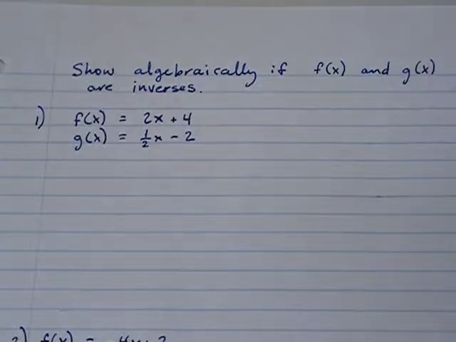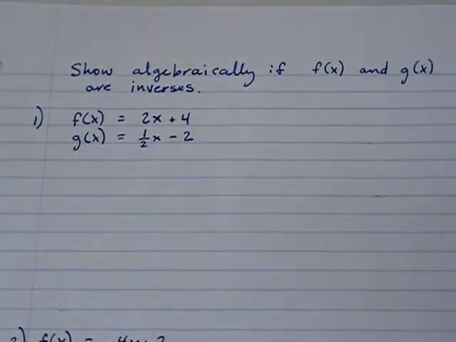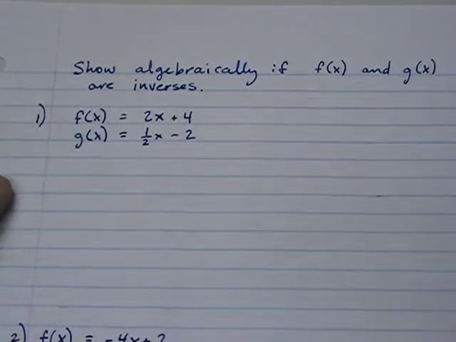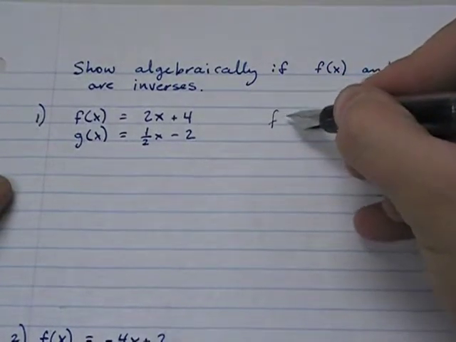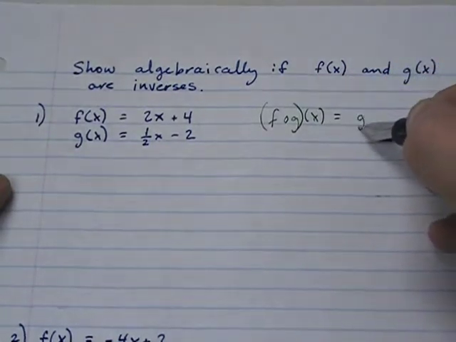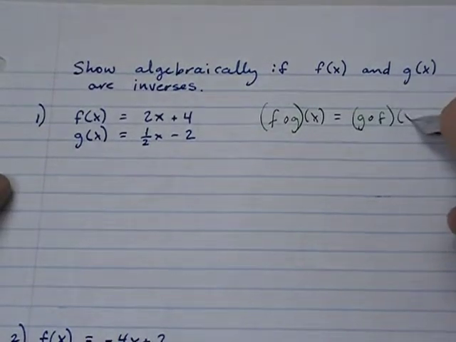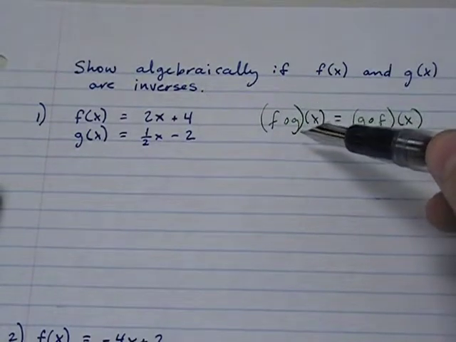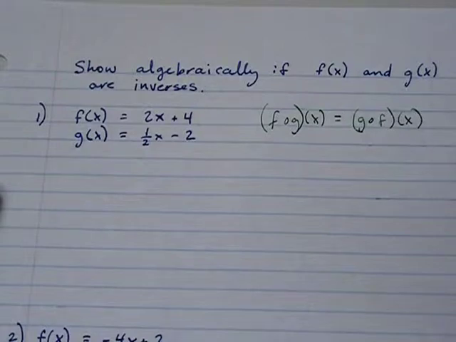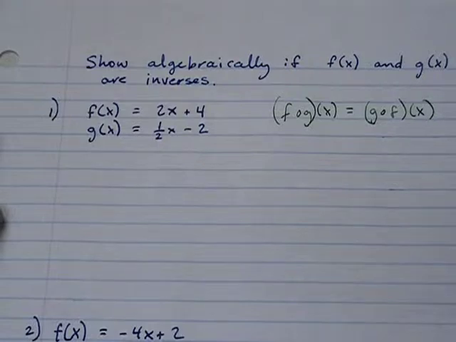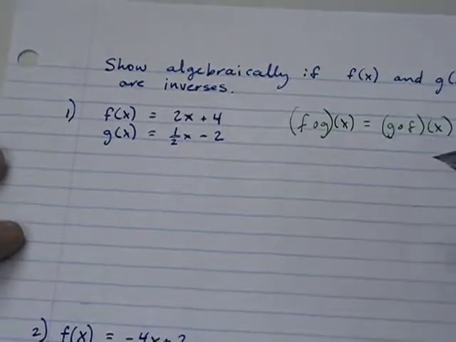So we've been asked to show algebraically that f of x and g of x are inverse functions of each other, so that f is g's inverse and g is f's inverse. Now, if two functions are inverses, then f of g of x will equal g of f of x. So what I like to do is find f of g and g of f. And if they're equal, then these two functions have to be inverses.